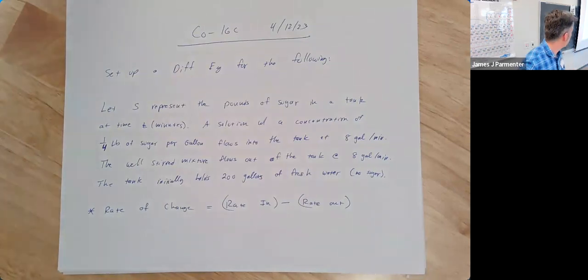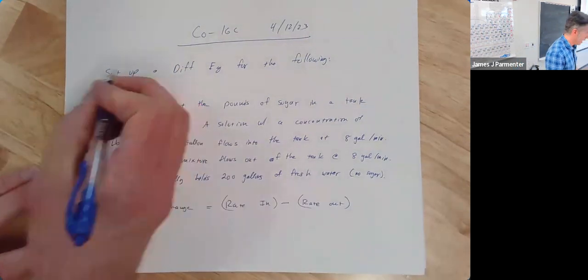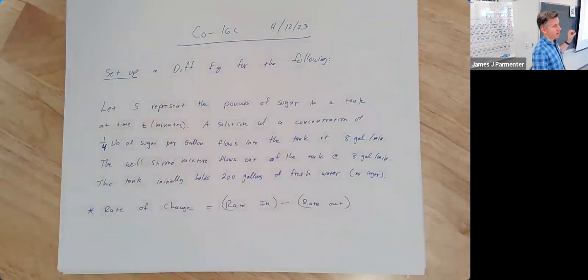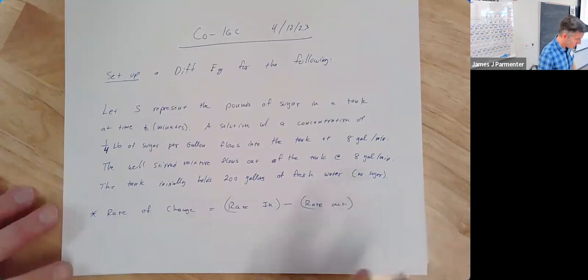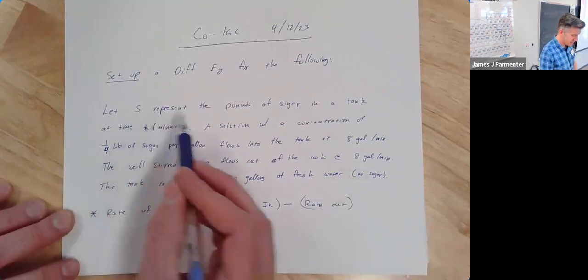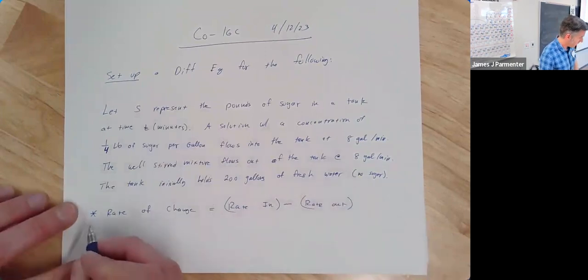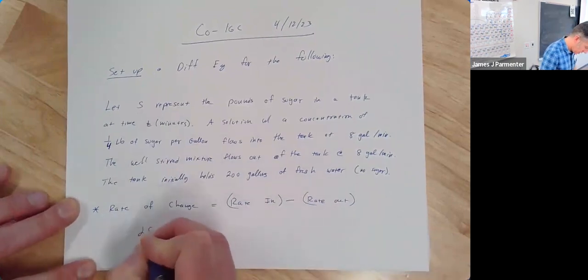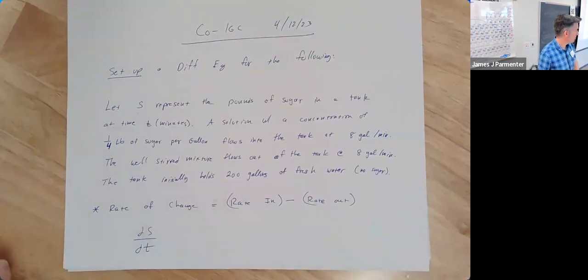So when we're setting up differential equations like this, the thing to be extra aware of is what you're talking about the differential equation of, meaning when you're talking about how the amount of sugar is changing. So our differential equation should be about the amount of sugar. So over here on the left, the rate of change of the amount of sugar. Since we're saying S is the amount of sugar in pounds, our rate of change is going to be ds dt.